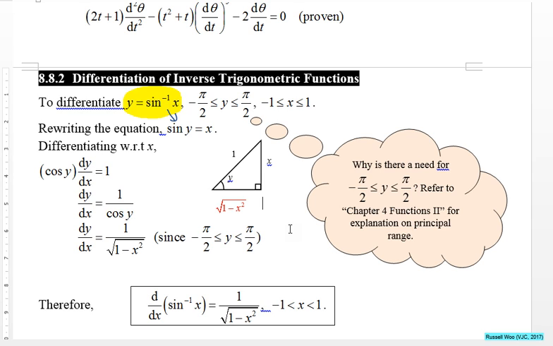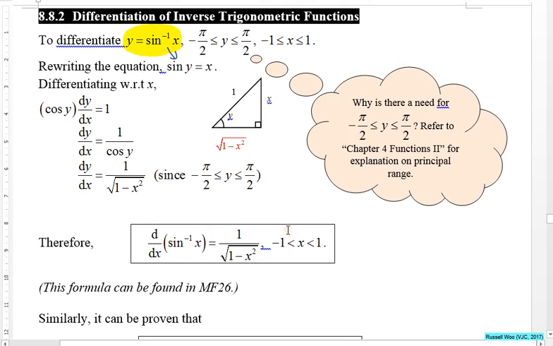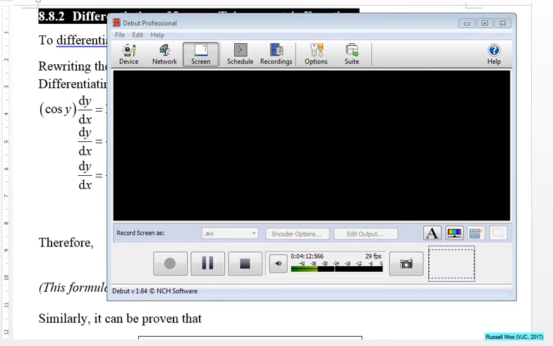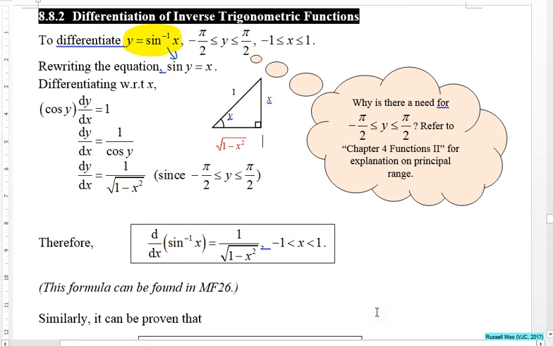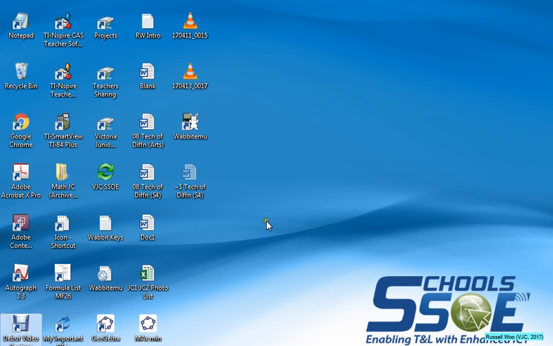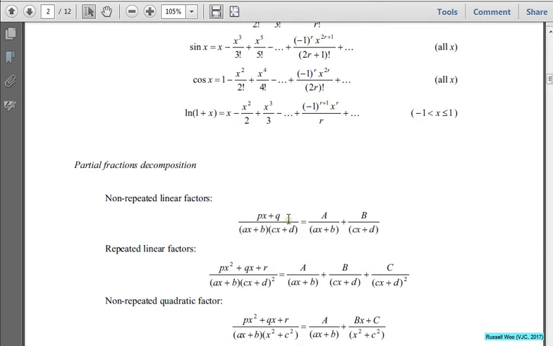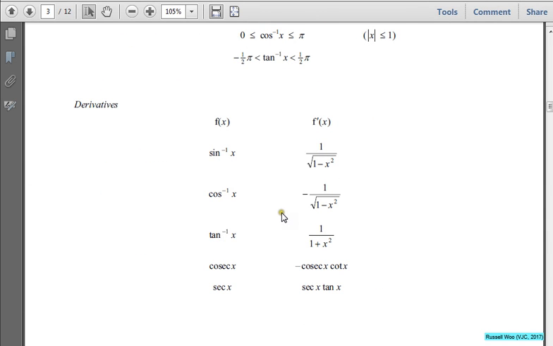Okay. If you only understood 60% of what I just said, don't worry. The end result is important. More important, you need to know that differentiating sine inverse gives this result. The next question is, do you need to memorize? Did I start recording? Yes, I did. Do you need to memorize? No. The answer is it can be found in MF26. Where is MF26? Let me show you. Where exactly is it found? Here.